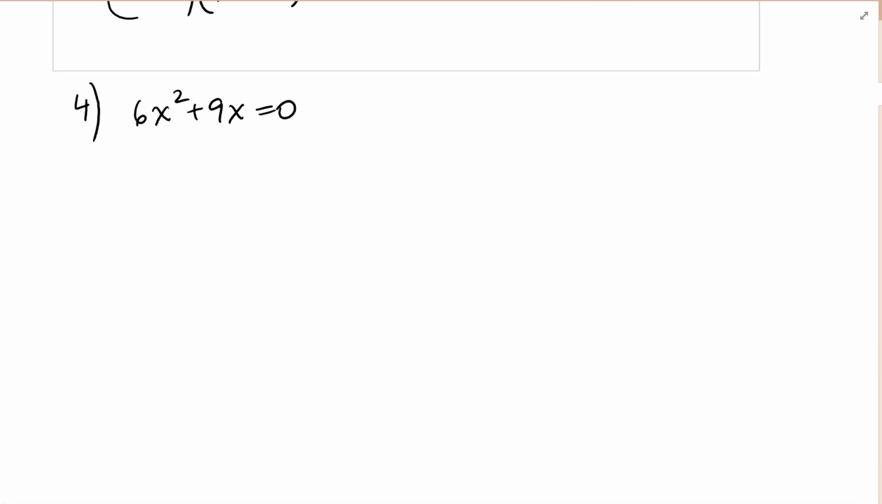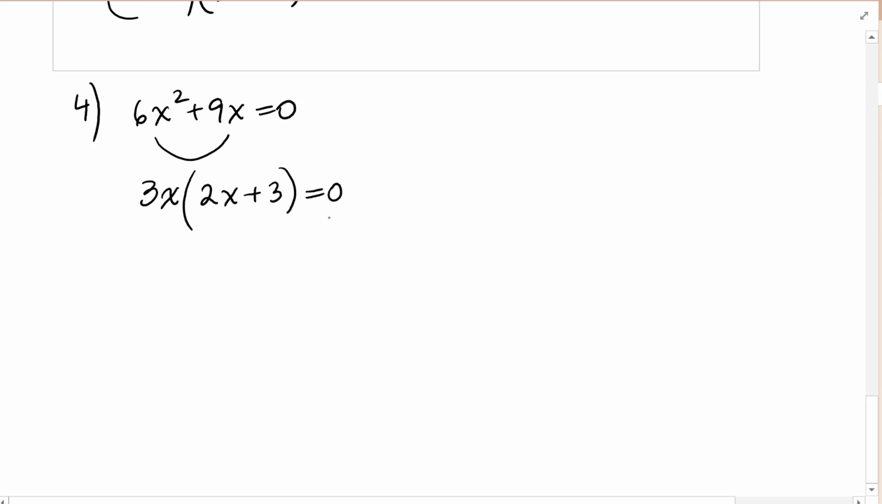Let's solve example 4. 6x squared plus 9x equals 0. So here I don't have a constant, but there is no problem because the method that I want to use is factoring. And looking at my two terms, I notice that the greatest common factor is 3x. And if we factor it out, we get 3x times 2x plus 3 equals 0. So now our two factors are 3x and 2x plus 3.